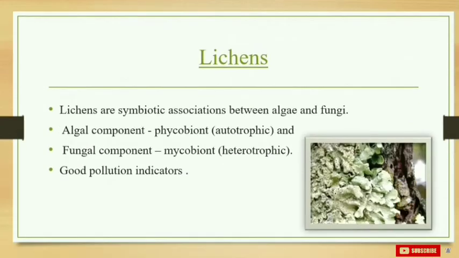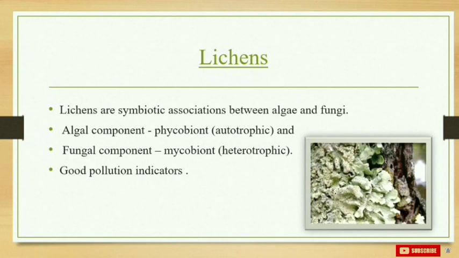Now our last group of discussion is lichens. These are a symbiotic association, that is, a mutually useful association between an algal component, the phycobiont, and a fungal component, the mycobiont. In lichens, algae provide food for fungi, and fungi provide shelter and absorb nutrients and water for their partner, the algae, and this is how they live in association with one another. So the association between algae and fungi is called a lichen.